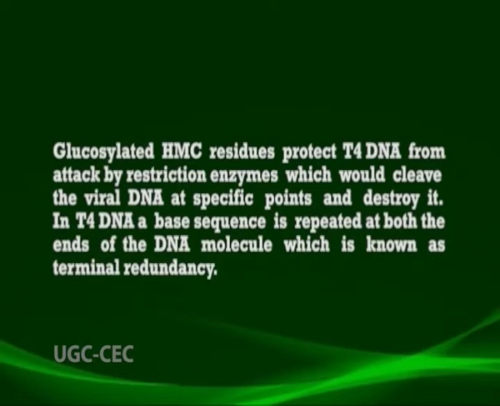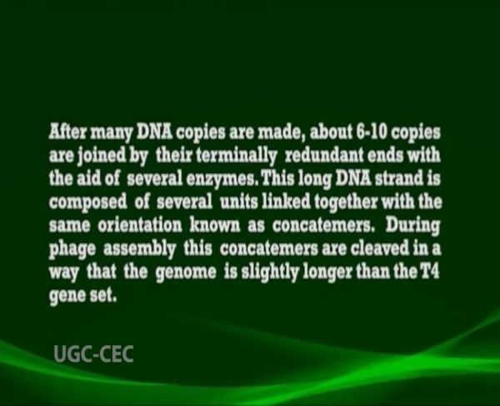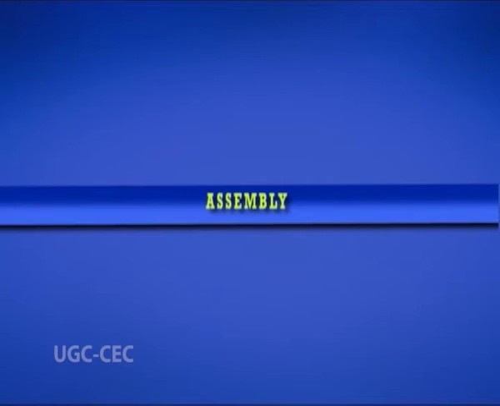In T4 DNA, a base sequence is repeated at both the ends of the DNA molecule, which is known as terminal redundancy. So after many DNA copies are made, about 6 to 10 copies are joined by their terminally redundant ends with the aid of several enzymes. So this long DNA strand is composed of several units linked together with the same orientation, known as concatemers. During phage assembly, these concatemers are cleaved in a way that the genome is slightly longer than the T4 gene set. Now we'll see assembly.